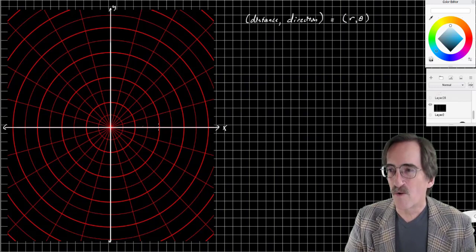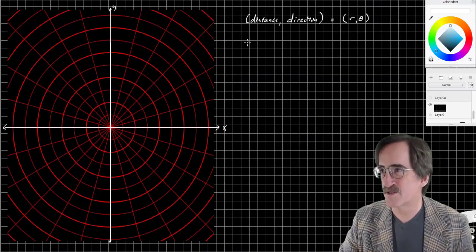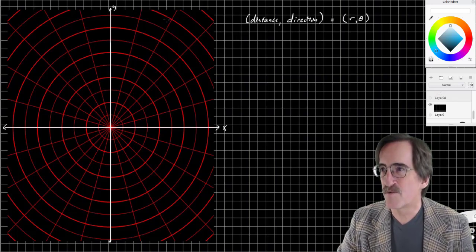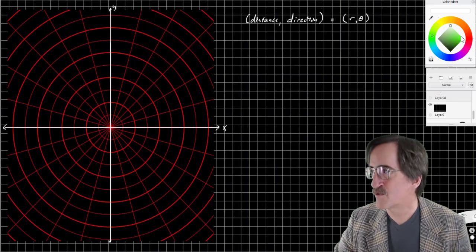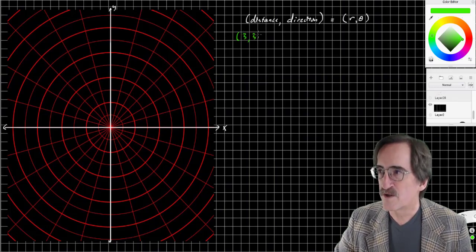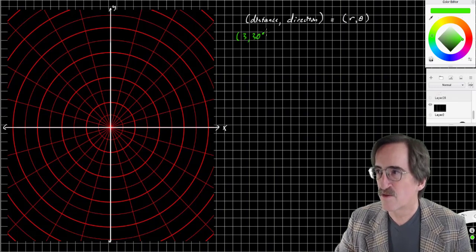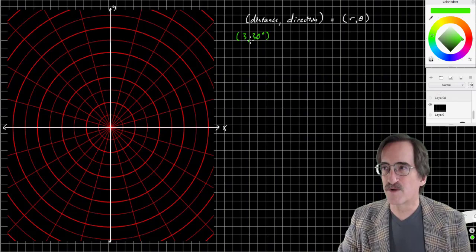So we always measure things from the positive x-axis. Let's say I want to graph the point 3, comma, 30 degrees. That would be at a distance of 3 from 30 degrees.